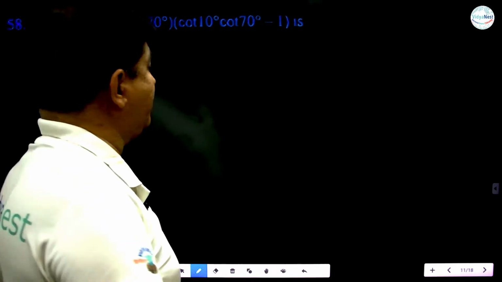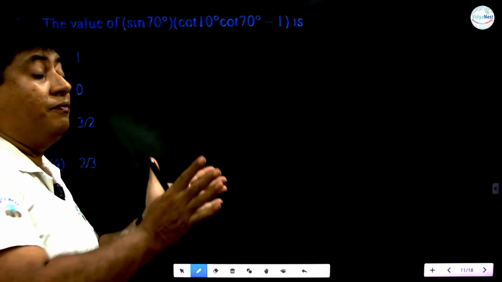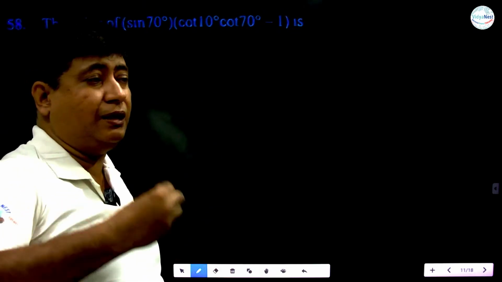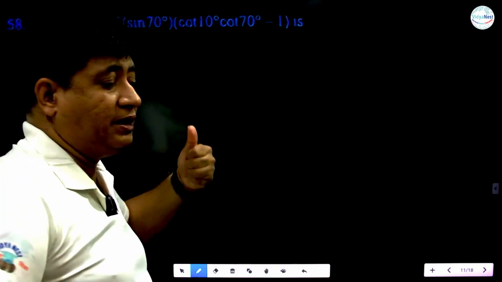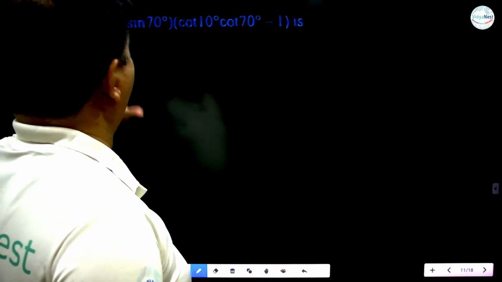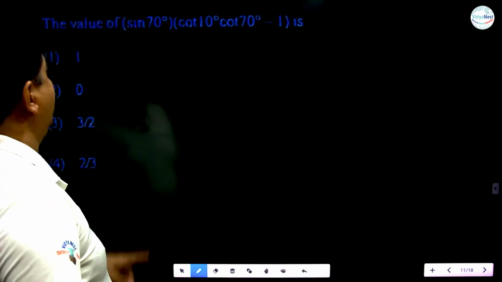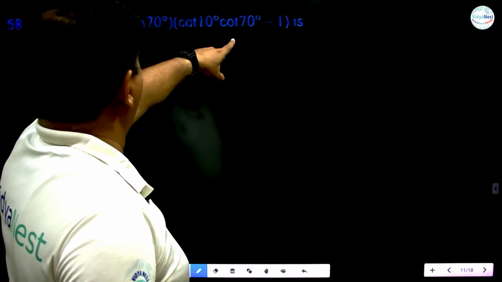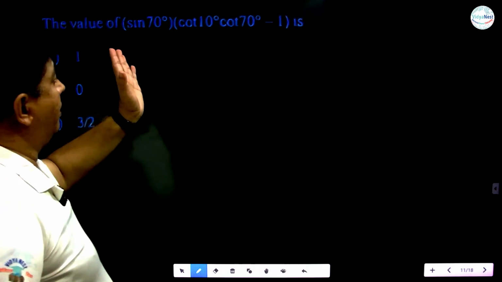Few sums which are at par with JEE Advanced, JEE level. Few simple sums, because only after doing simple sums will it be easy to reach tough sums. So here is one sum, it is not as tough as it looks. Here it says sin 70 (cot 10 cot 70 minus 1). Let's see how to defend this.